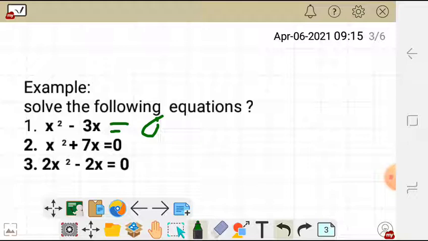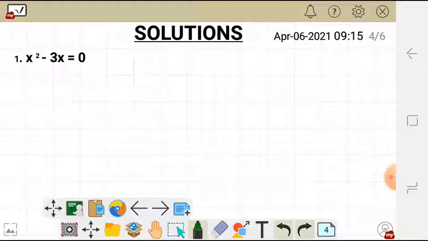Let's solve the first equation, which is x squared minus 3x equals 0. What do you do first? Look at these two terms: we have x squared and we have 3x. Under factorization, we have to look for a term which is common to both of these terms. Here we have x, which is common because it is found in both terms. So write that x here.